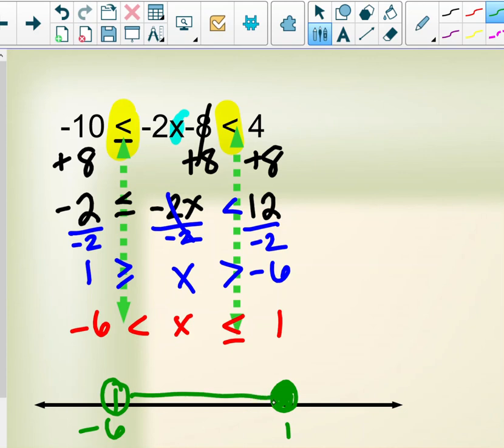So again, because this is an "and" problem, I'm only shading the part that they have in common, or the intersection. So that means I'm shading the middle piece. And that's it.